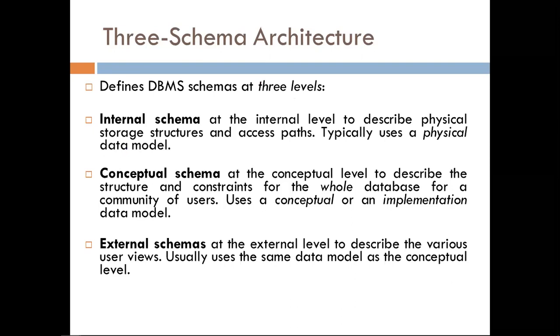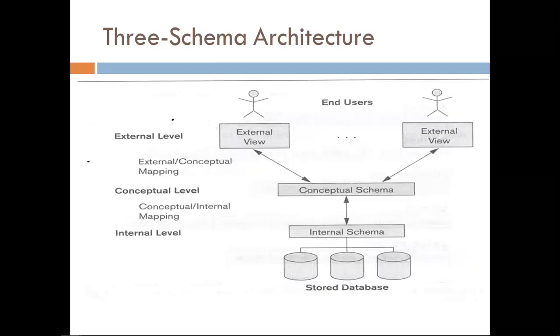This particular architecture has three levels. Let us look into the diagram. Internal level, conceptual level, and external level. The internal level is called the internal schema. The conceptual level is the middle layer, called the conceptual schema. And the top layer, the external level, is also called the external schema.